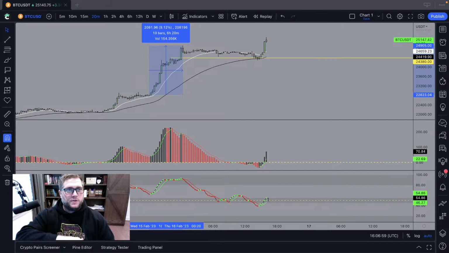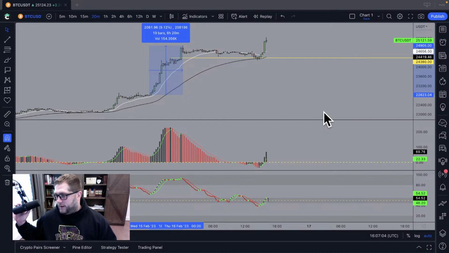So looks like we're starting to slow down on the price action. Is this just a pump to liquidate all the shorts? I don't know. Probably. We'll see.